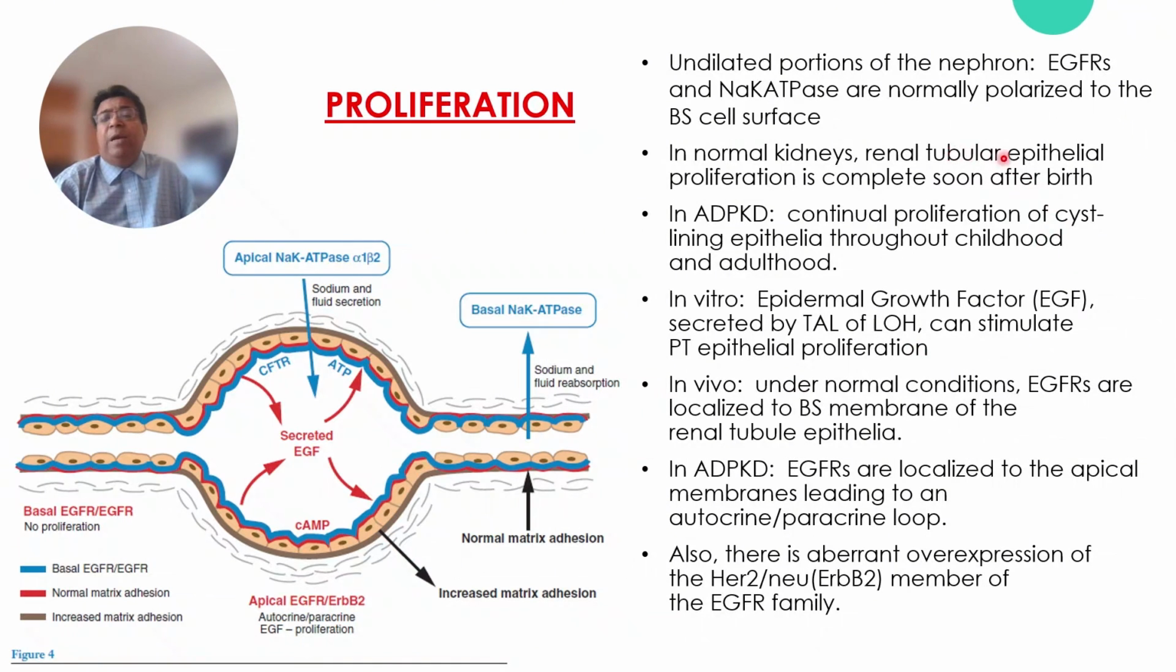The renal tubular epithelial proliferation is actually complete soon after birth. But in ADPKD, there is continual proliferation of cyst lining epithelia throughout childhood and adulthood. And that's in part because of these mechanisms that we talked about.